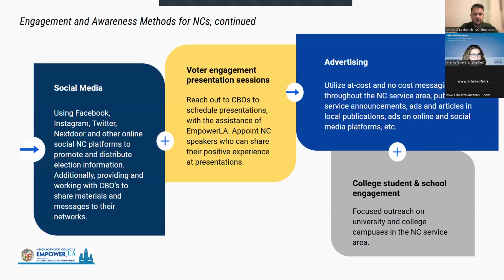Social media, Facebook, Instagram, Twitter, also known as X, Nextdoor, and other online social neighborhood council platforms to promote and distribute election information are key. Additionally, providing and working with community-based organizations to share materials and messages to their networks is key. So that list of key partners, follow them online. If you follow them, they will see your material when you share it. If they follow you back, they'll definitely see it. Share it with them so that they can share it within their own social media accounts.